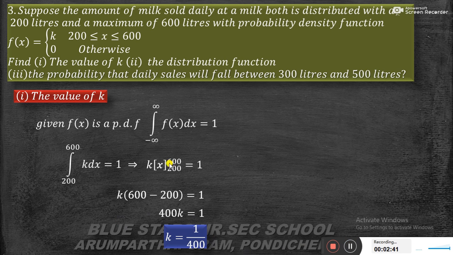Now we substitute in the given function. The function is f of x equal to 1 by 400 for 200 less than or equal to x less than or equal to 600, and 0 otherwise.